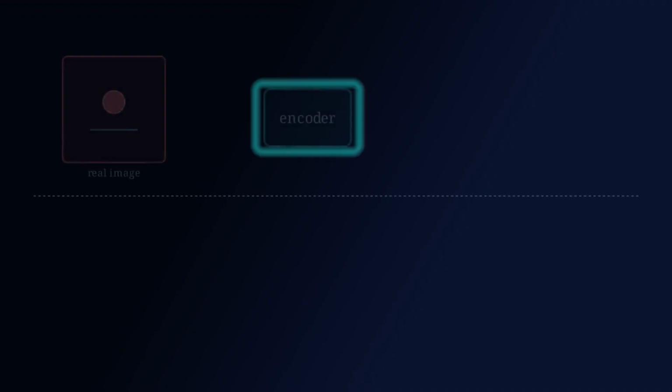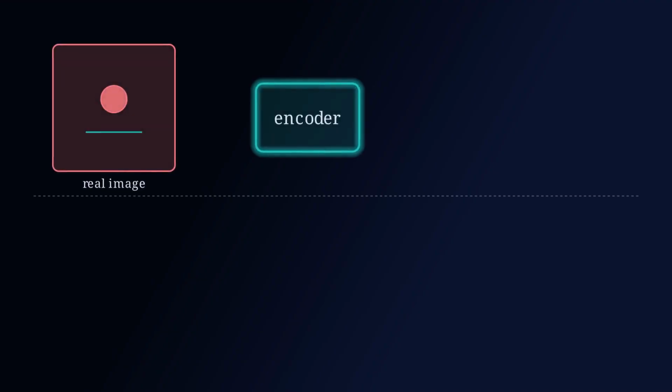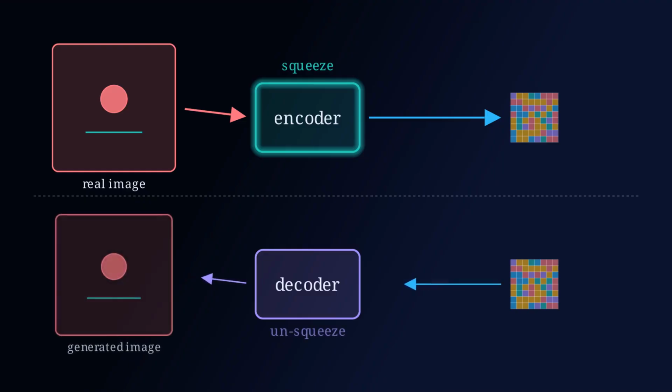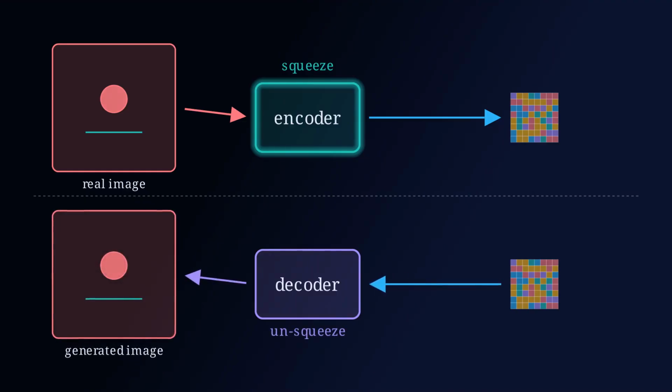To appreciate the decoder, meet its twin, the encoder. Back during training, the encoder did the opposite job. It took real full-size images and squeezed them down into compact latents. It learned to throw away redundant pixels while keeping the essential meaning. The decoder learned to reverse that squeeze faithfully.